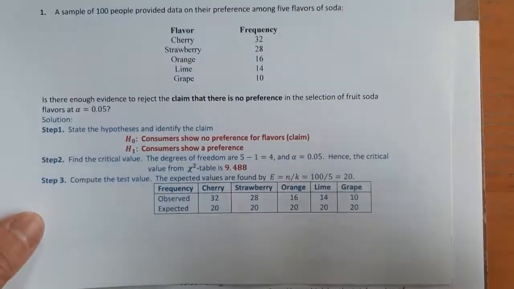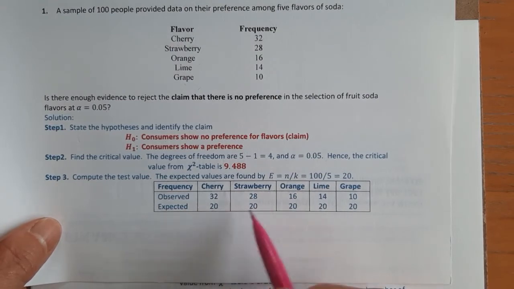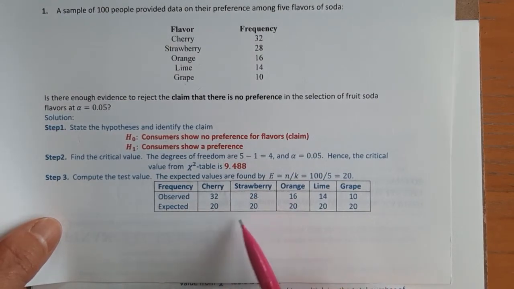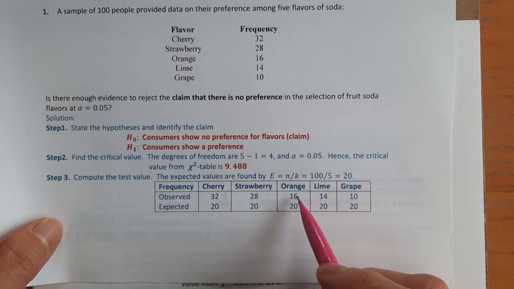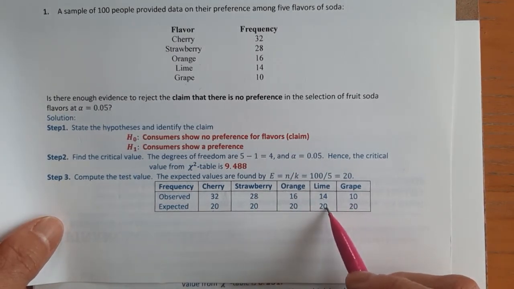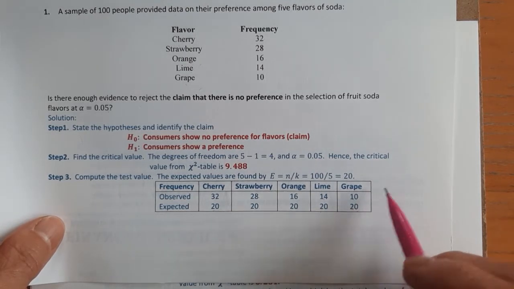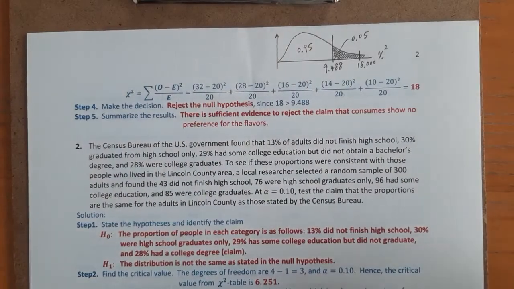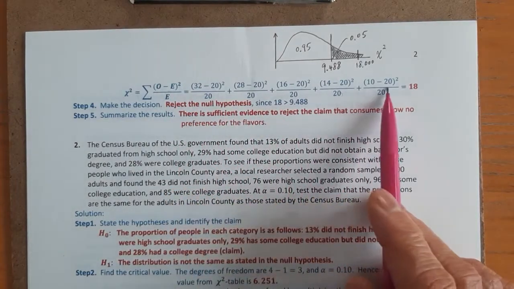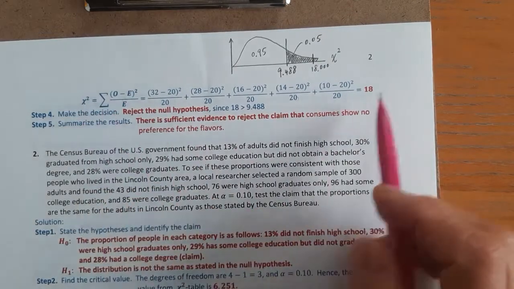Use this: 32 minus 20 squared divided by 20, 28 minus 20 squared divided by 20, 16 minus 20 squared divided by 20, 14 minus 20 squared divided by 20, and 10 minus 20 squared divided by 20, which is this over here. Use a calculator to figure it out. This is the test value, and it's 18.